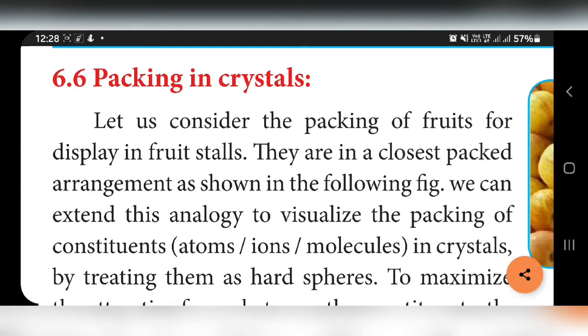Morning students. Next topic, packing in crystals. Here packing means arrangement. In this topic we are going to learn how atoms are arranged in crystals.